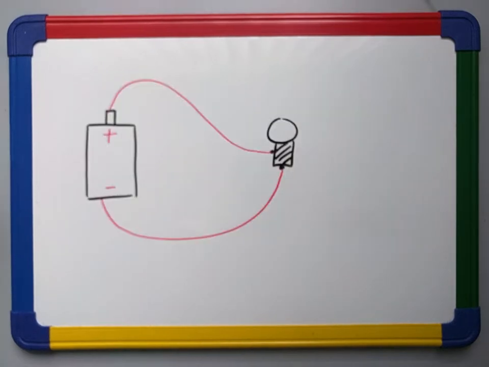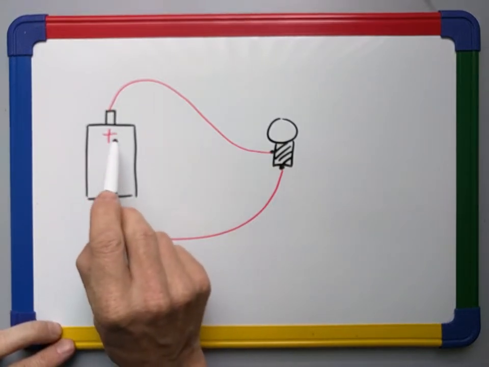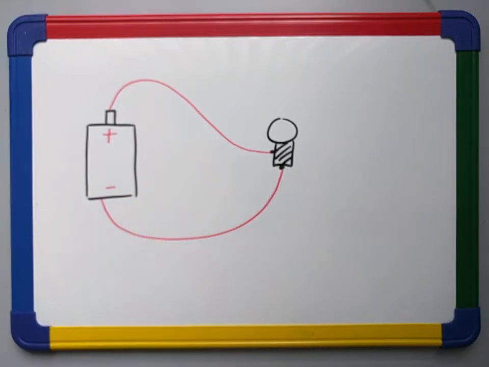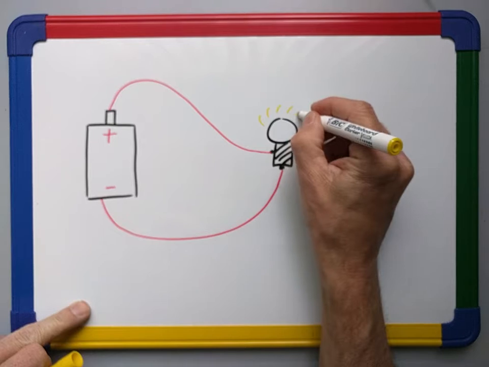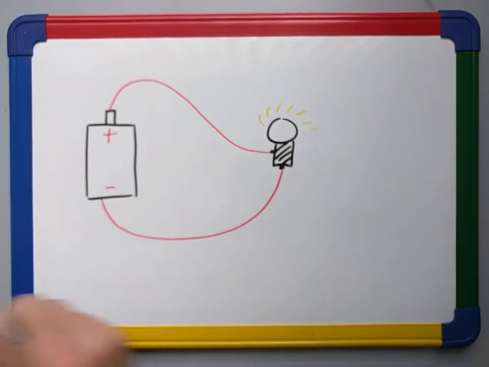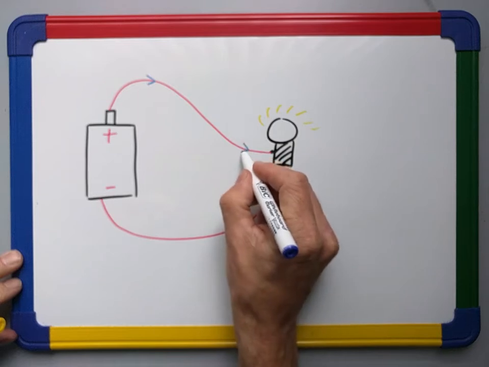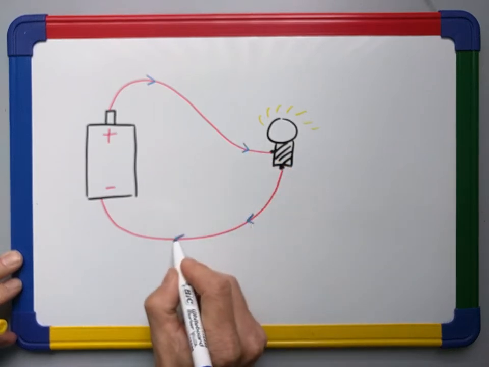So let's take a look at how the diode behaves. Here we've got our battery and bulb circuit. We know that the current is going to flow from the positive of the battery through the bulb back around to the negative, and our little bulb's going to light up. If we draw the direction of current flow on the wire, it's going to look like this.